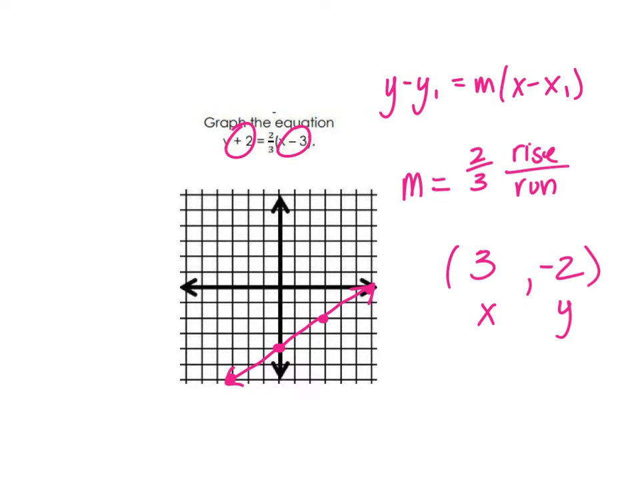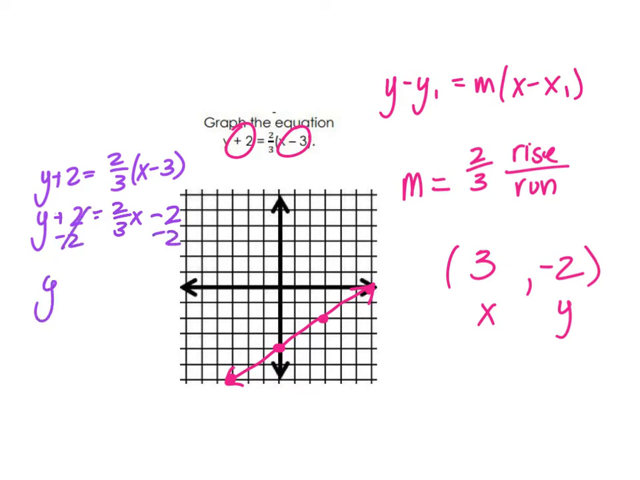Now the cool thing is we can actually take that point slope form and convert it to slope intercept to make sure that we did this correctly. So we have y plus 2 equals 2/3 times x minus 3. Y plus 2 equals 2/3 x minus 2. So now I am going to subtract 2 on both sides. So I have y equals 2/3 x minus 4.